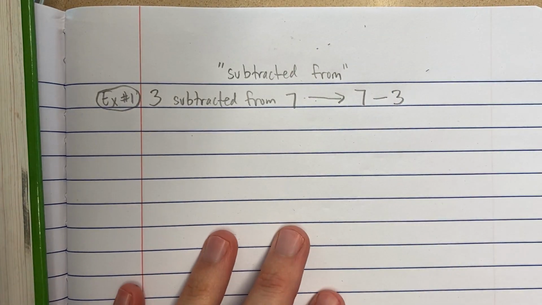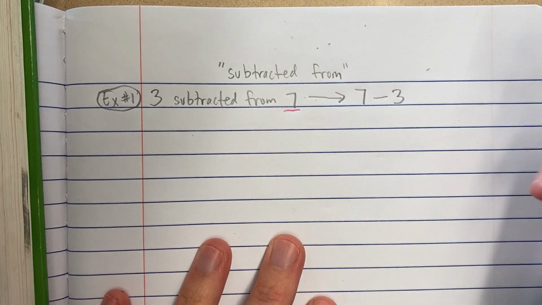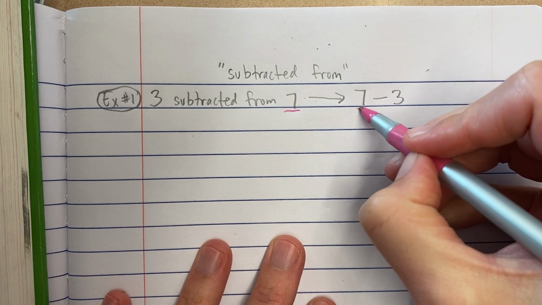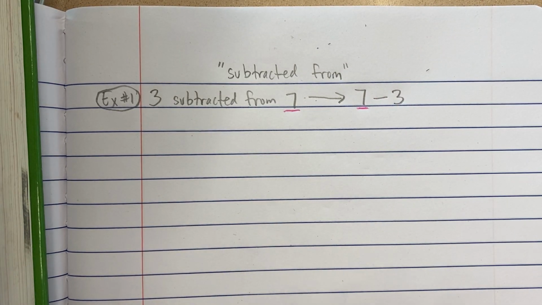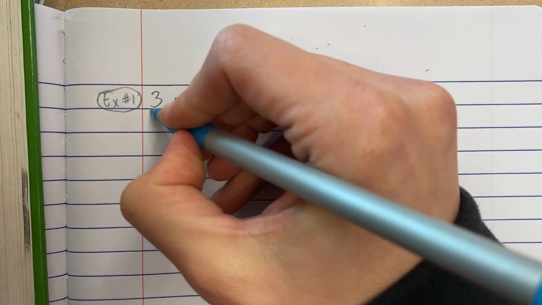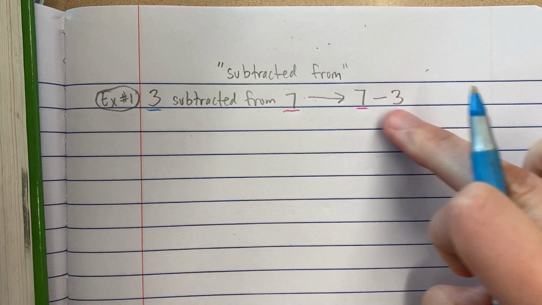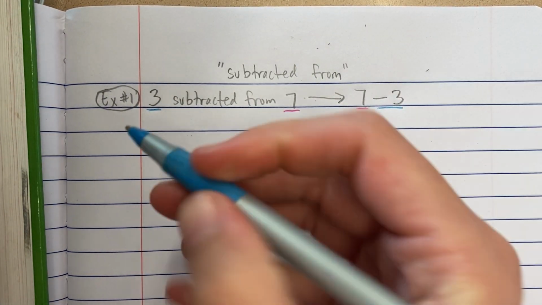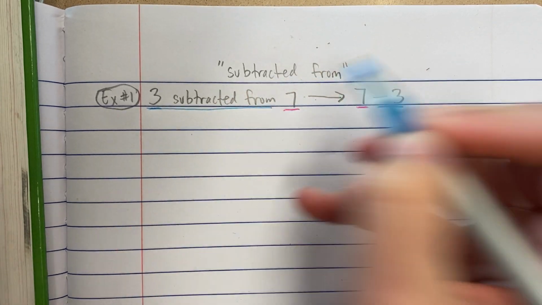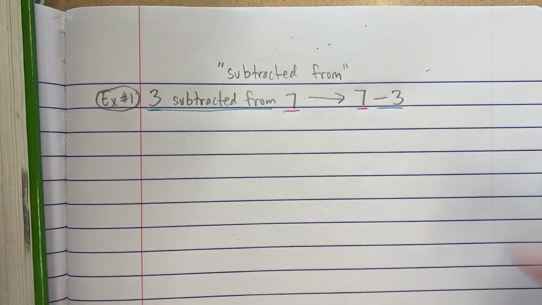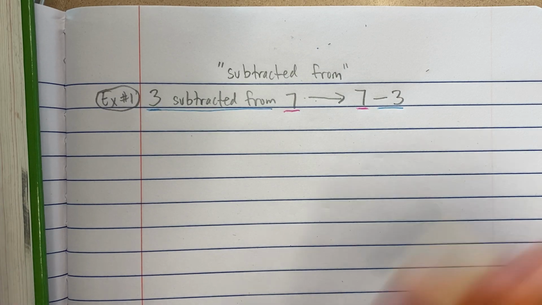Notice what's tricky about this is that the 7 started in the second position, but this is just the way the English language works. The 3 is being subtracted, it's being taken away from the 7. The 3 is subtracted from. So it's the 7 and then the 3 is being taken away. So that's what it looks like in numbers.